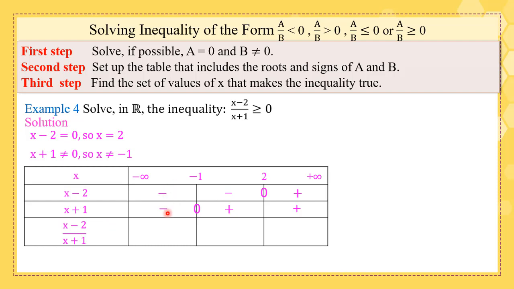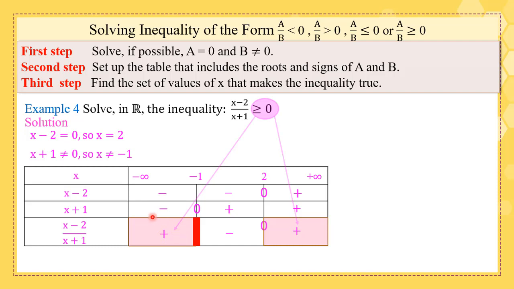Minus multiplied by minus gives plus. Minus 1 is not included in the domain. We say that x does not equal minus 1, so we shade this column. Then minus times plus equals minus, and 0 divided by x plus 1 is equal to 0, and plus times plus is plus. We need x minus 2 over x plus 1 greater than or equal to 0.